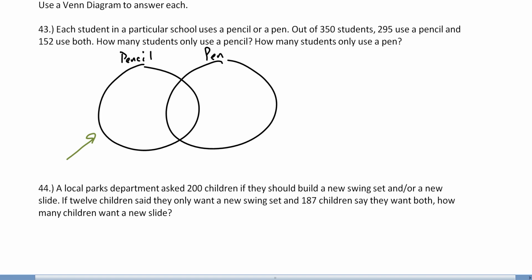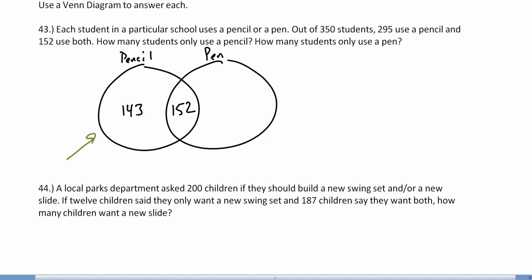But then it says that 152 use both. Well, that we can put down. That's the 152. That's the intersection. That's what they have in common. And so now here's the thing. If we know that the pencil circle is supposed to have 295 values in it, it's already got 152 values in it. We need another 143 values in order to get up to that 295 that it's supposed to be.